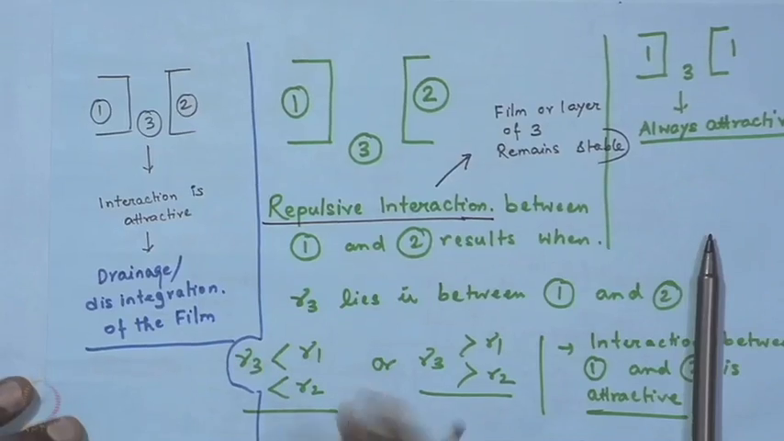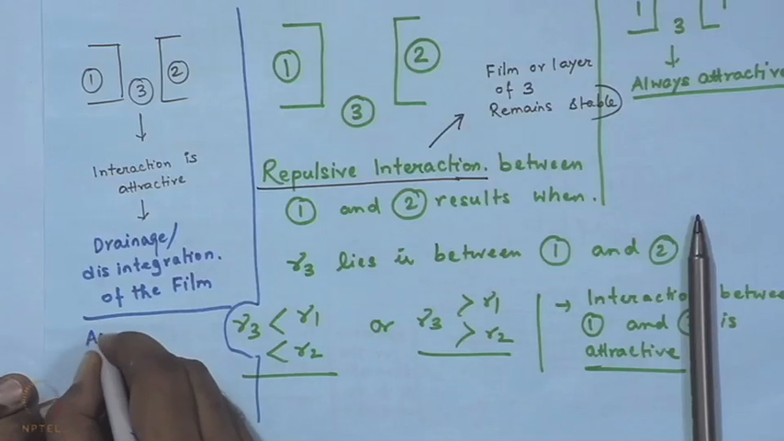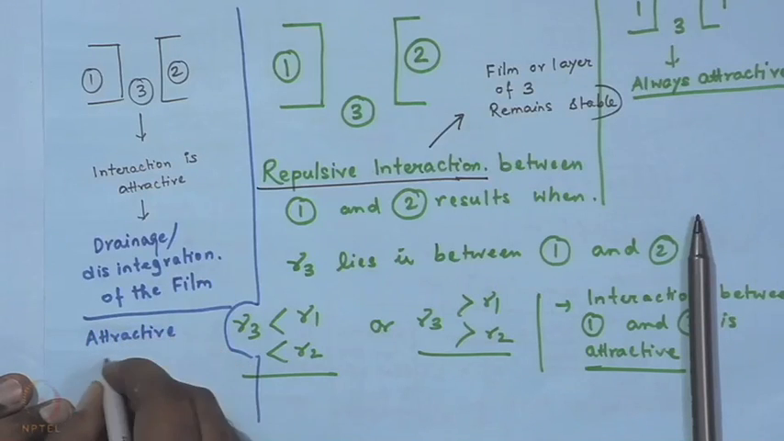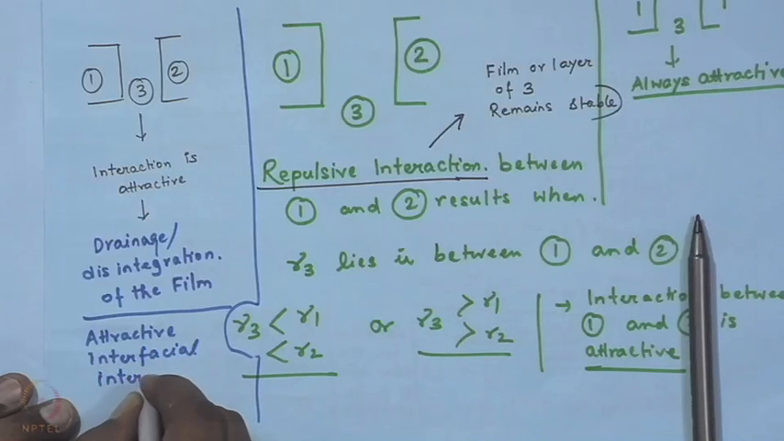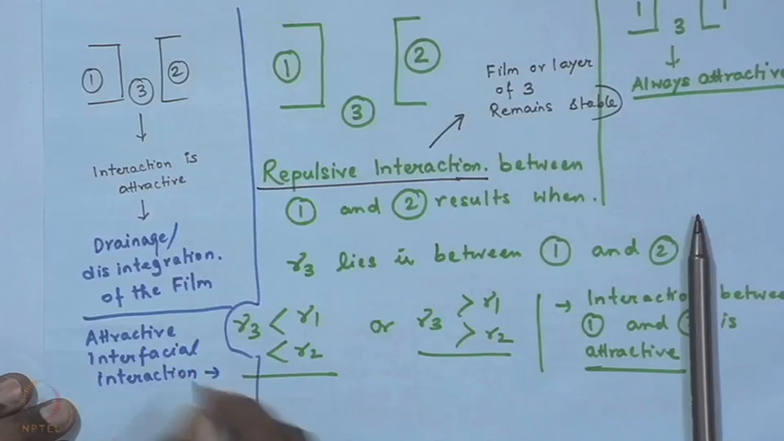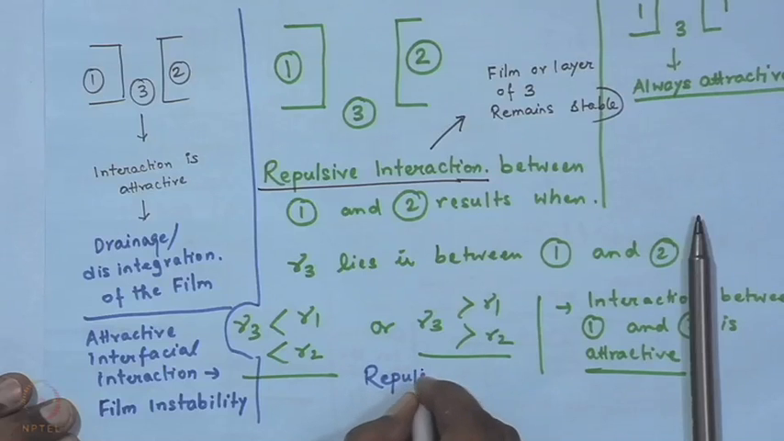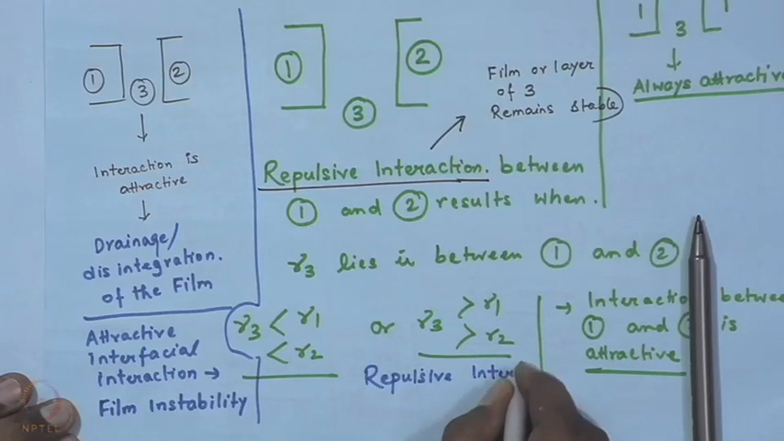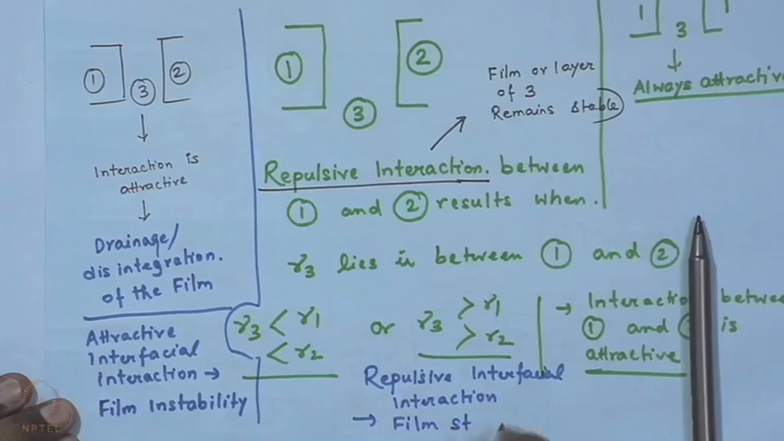So, we can start developing our own rule of thumb, based on our understanding, which is of course fundamental understanding. Any attractive interfacial interaction results in film instability. In contrast, if you have a repulsive interfacial interaction, you would like to have a film stability.